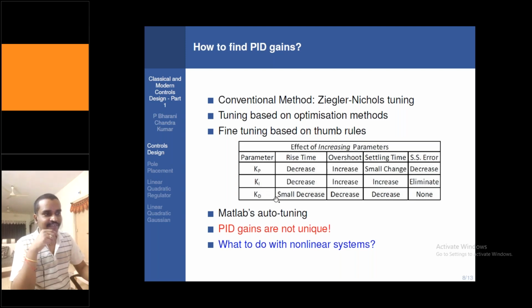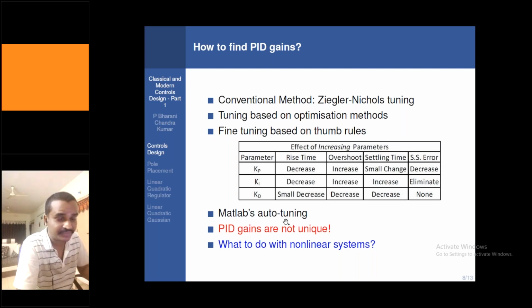If you increase this KD value, there is a small decrease in rise time. So these are all trade-offs. These are all interdependent on each of these parameters. The response is completely interdependent on the KP, KI, KD values. These are some thumb rules to maintain. And the next thing is MATLAB auto-tuning.